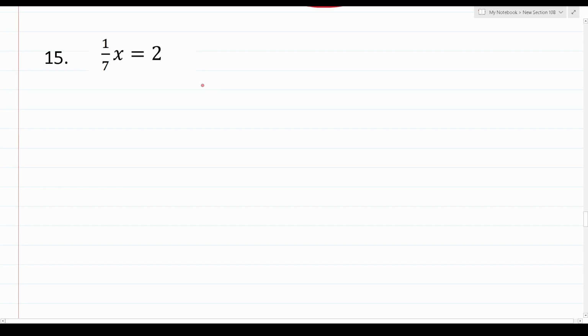All right, so as you can see, number 15 says 1 over 7x equals 2. So we have 1 over 7x equals 2. Again, our goal is to find a value of x such that this becomes a true statement. What's more, we're going to use addition, subtraction, multiplication, and division in order to isolate our letter variable. In other words, we want to get x equal to something in this case.